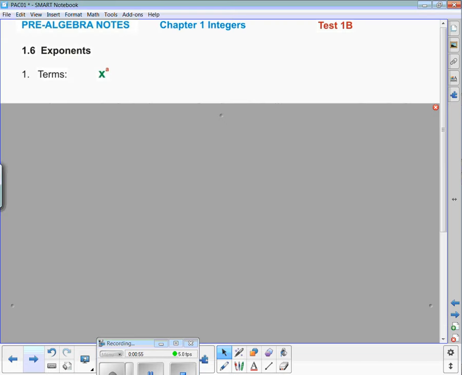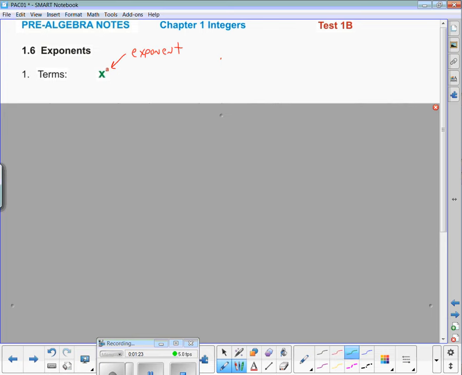So this is lesson 1.6 and it's exponents. Now, some terminology. I think you guys all know that the A here is called the exponent. The A is called the exponent, E-X-P-O-N-E-N-T. You'll always recognize the exponent because it's above and to the right. Above and to the right.